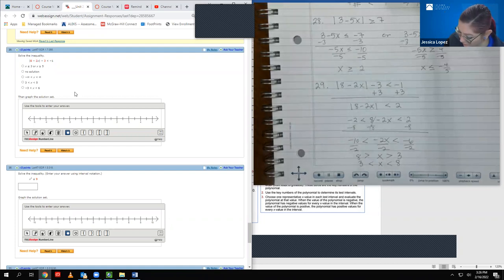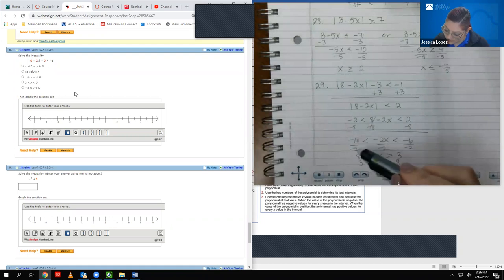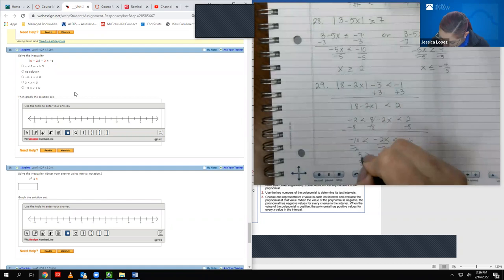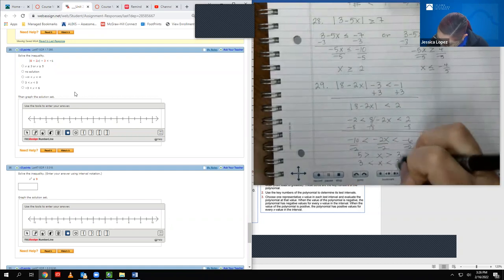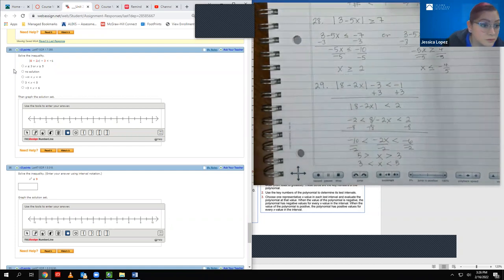Oh gosh, how'd they get 5? Oh, because I'm a dork. Negative 10 divided by negative 2 is a positive 5. So when I swapped it, this should have been a positive 5. So we do have this one.